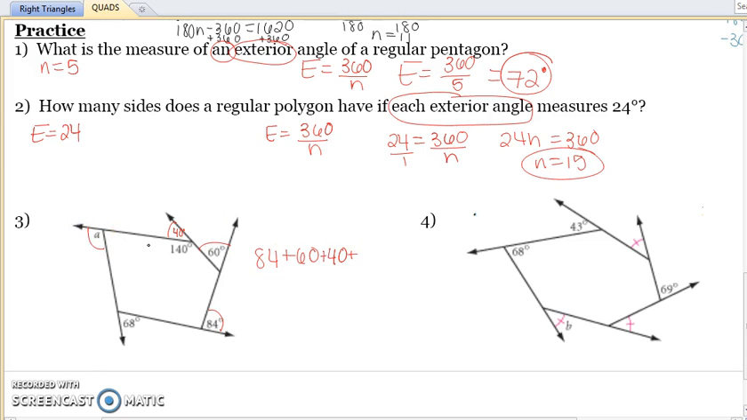Then we continue on, A and 68. We combine all of our like terms to get that A by itself. So subtract 360 from 252, and we get A is equal to 108. So that's what that angle measures. Go ahead and try the other ones.